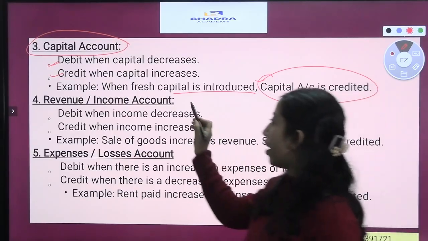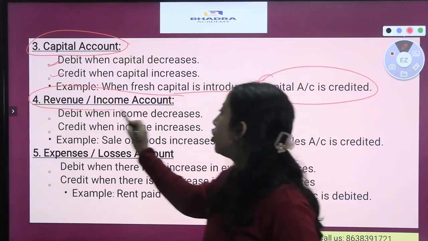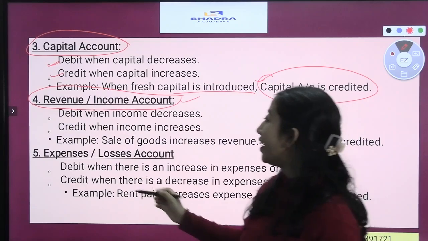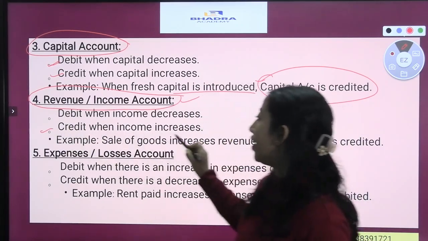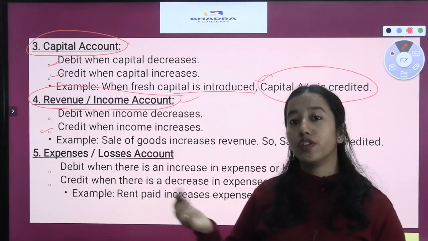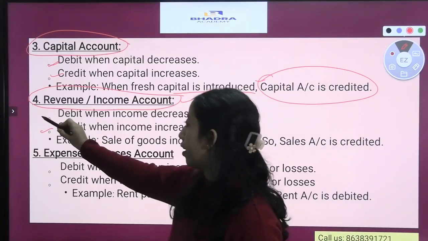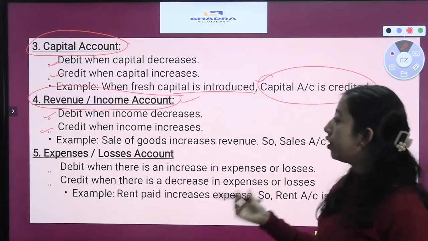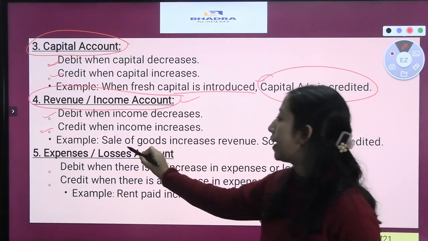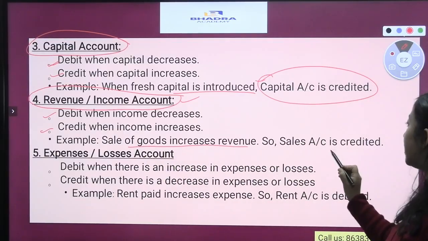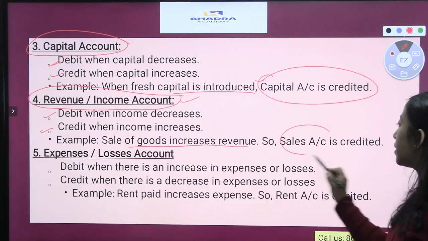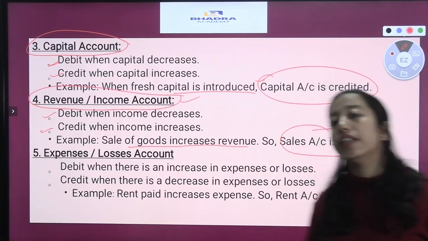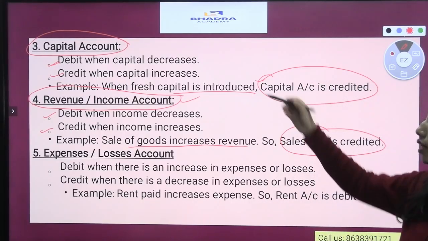Now in case of revenue or income account, when the revenue increases, we credit. So credit when income increases, and debit when income decreases. The example here is sale of goods increases revenue, so the sales account is credited. When there is a sale of goods, the revenue increases, so the sales account, which falls under the revenue account, will be credited.